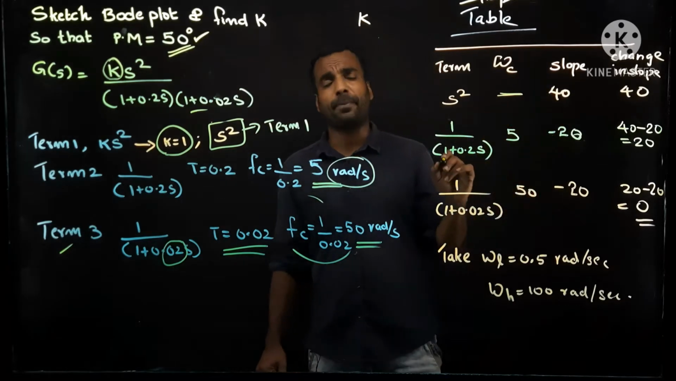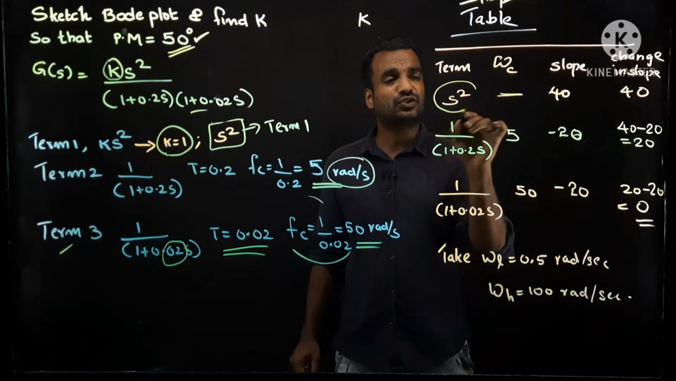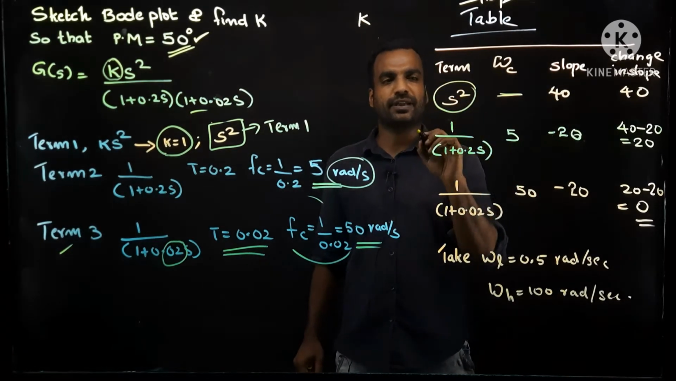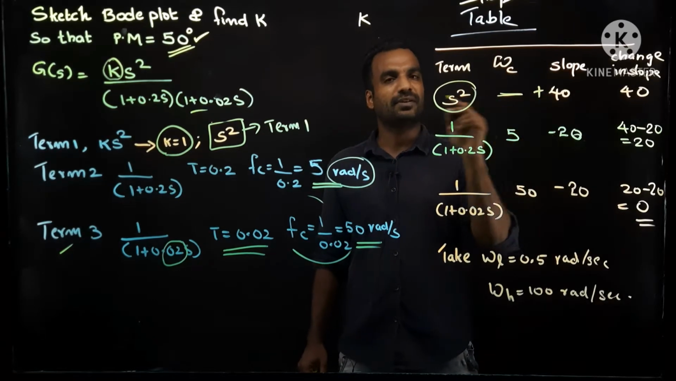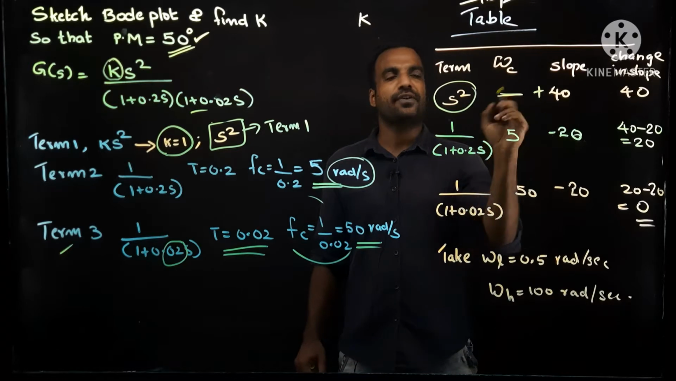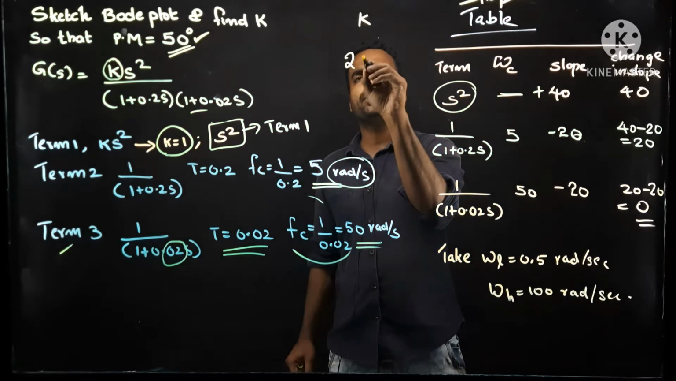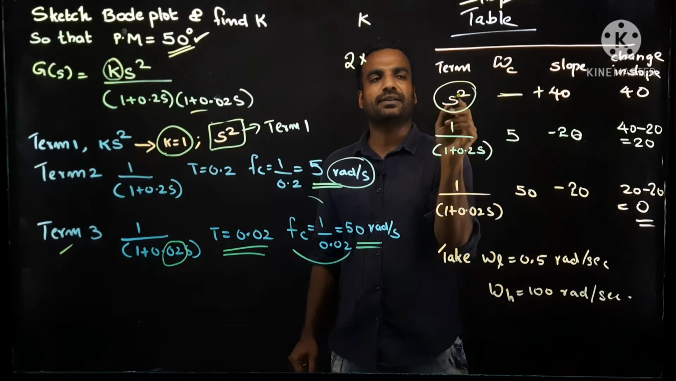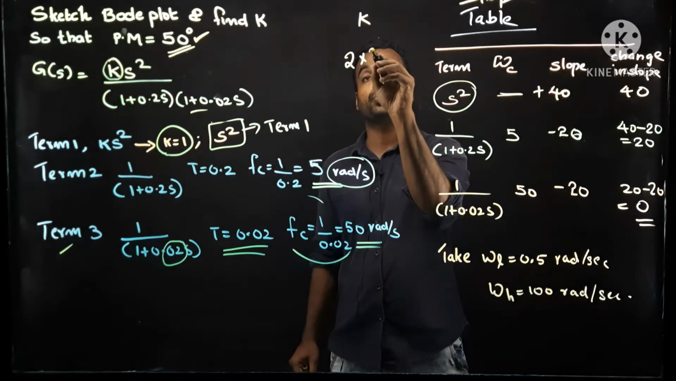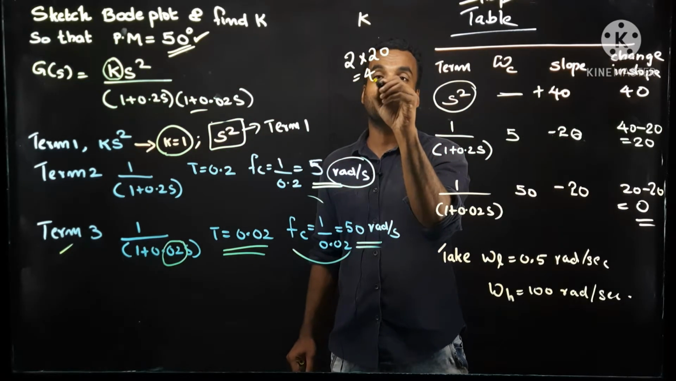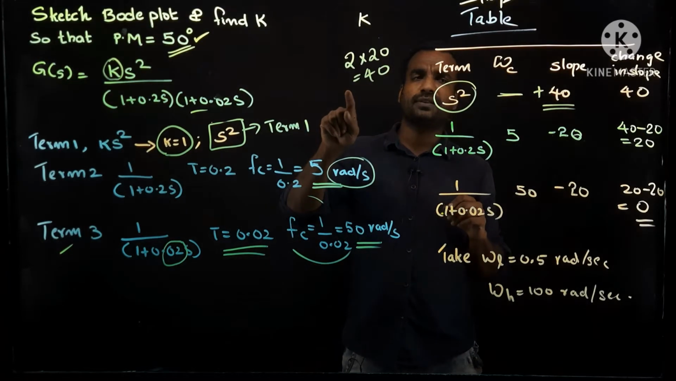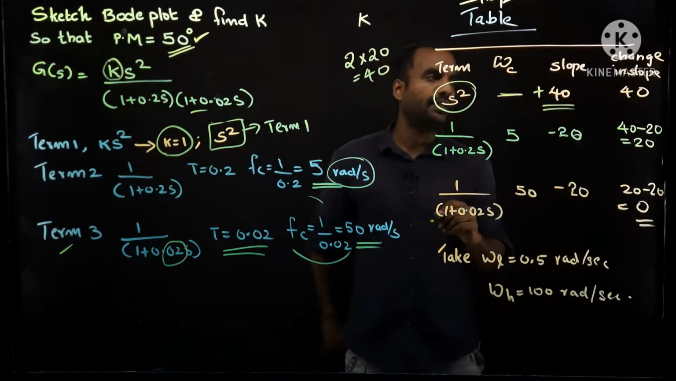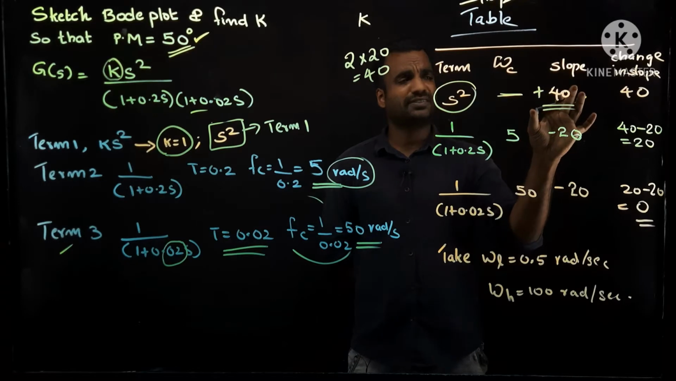Then what about the slope? As it is s square, an integral or differential term, if it is a differential term, plus. If it is an integral term, that means 1 by s square, we have to take minus. And 2 into the number of s terms. Here there is s square, 2 terms. So 2 into 20, that will be 40. So 40 is the slope. If it is 1 by s square, that will be minus 40. So this is the first term.